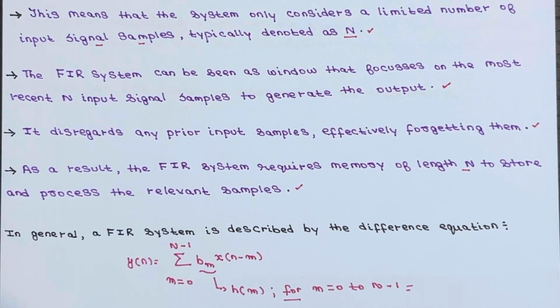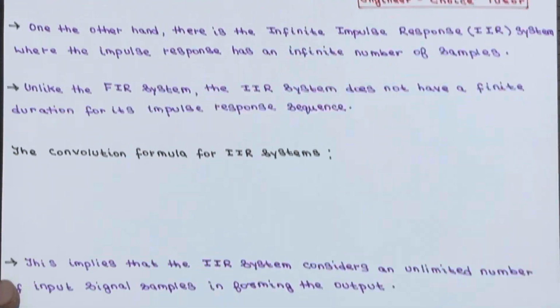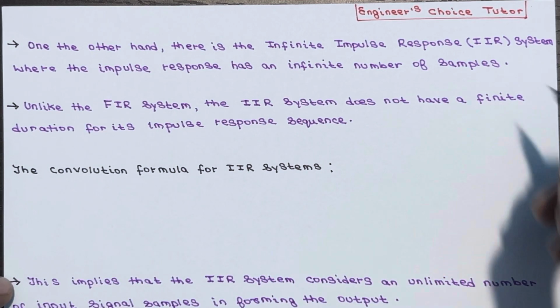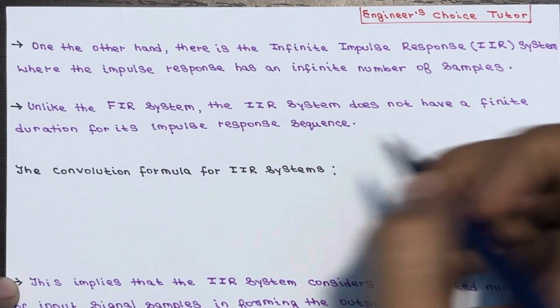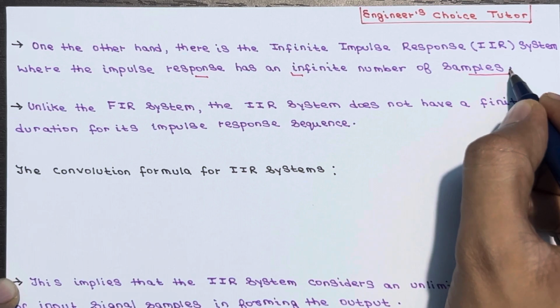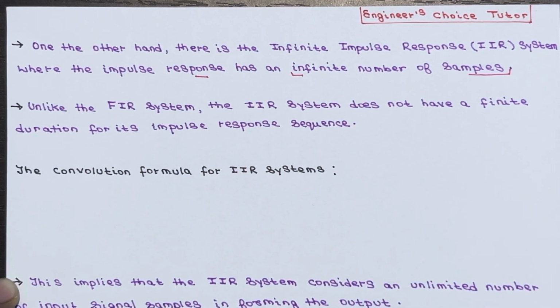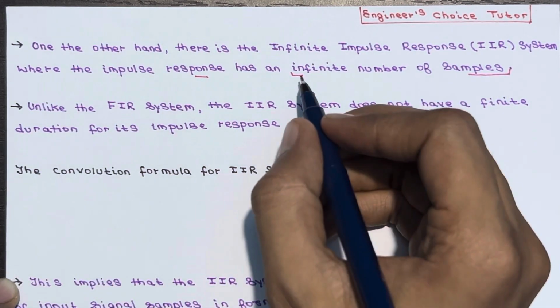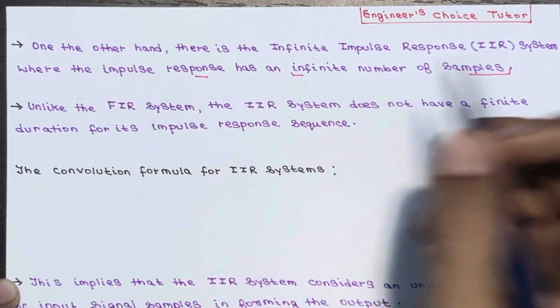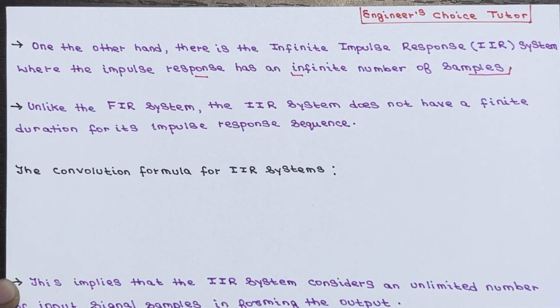Now let's move on and understand the IIR system. On the other hand, there is the infinite impulse response system, the IIR system, where the impulse response has an infinite number of samples. Hope you understood the difference. In the FIR, we got a finite number of samples in the impulse response. Here we have an infinite number of samples.